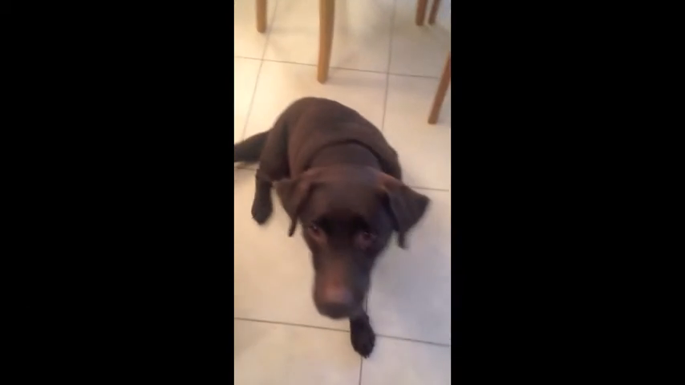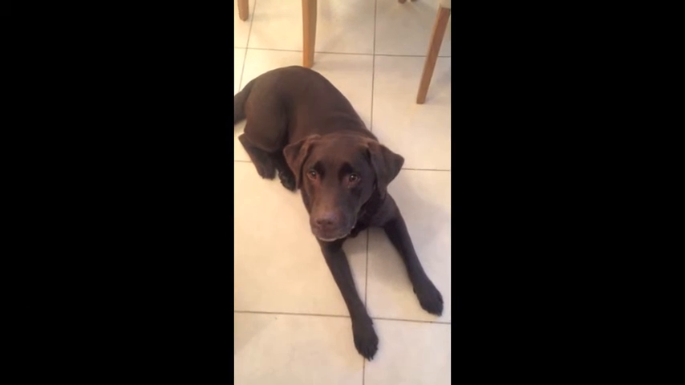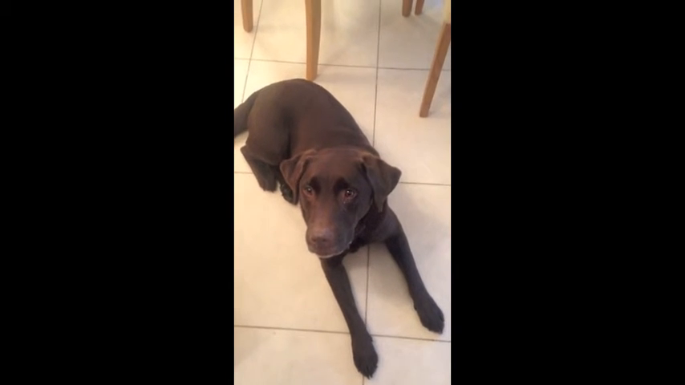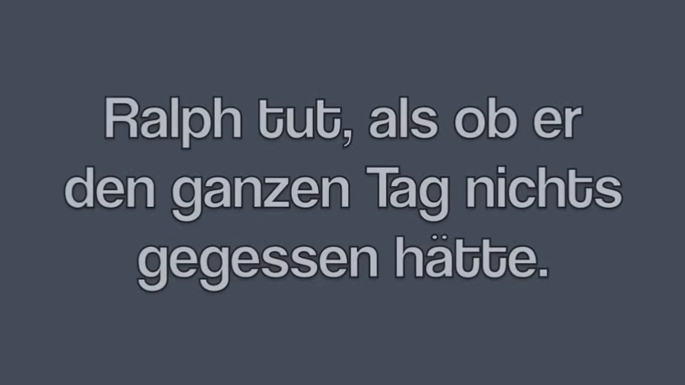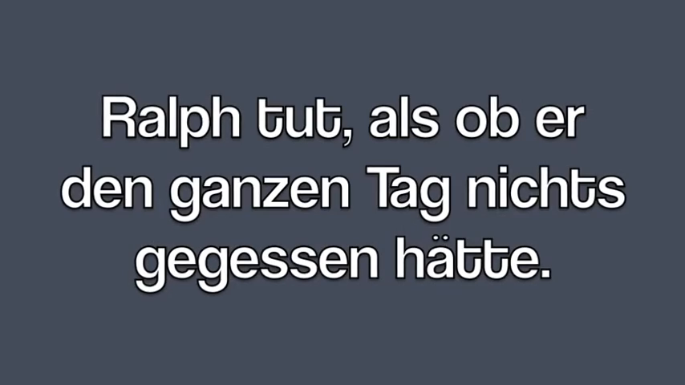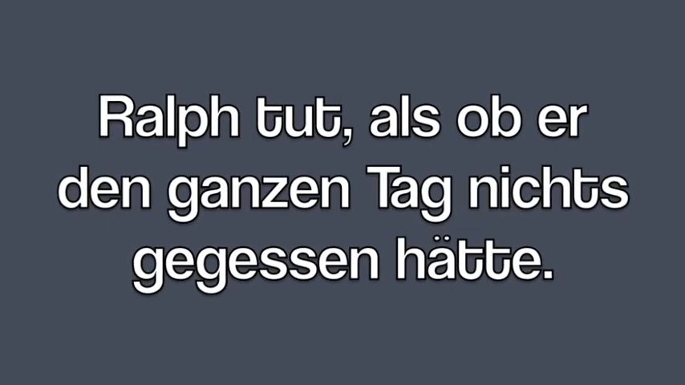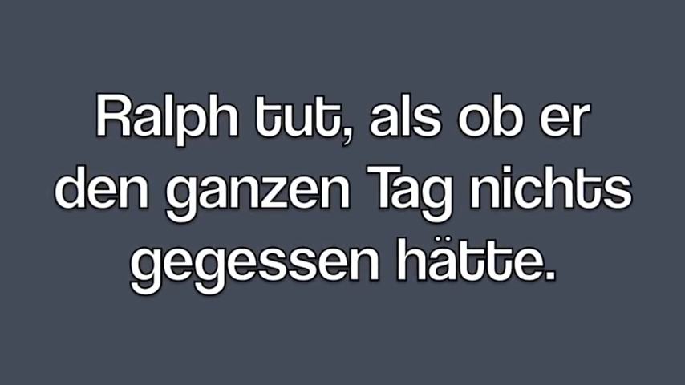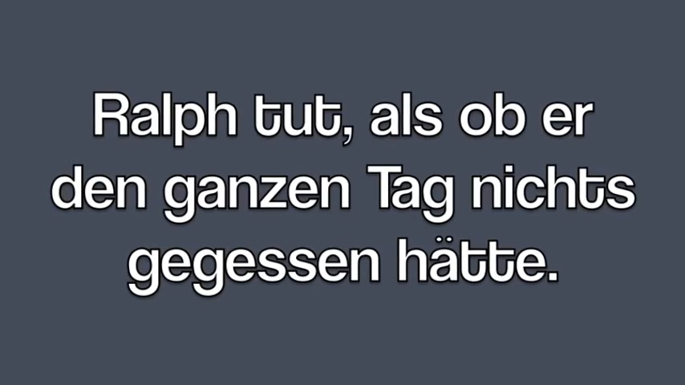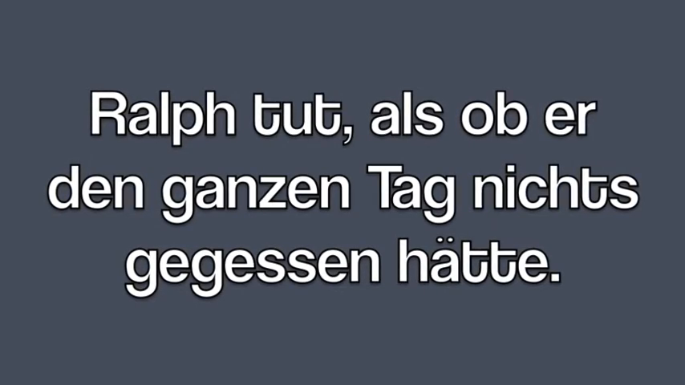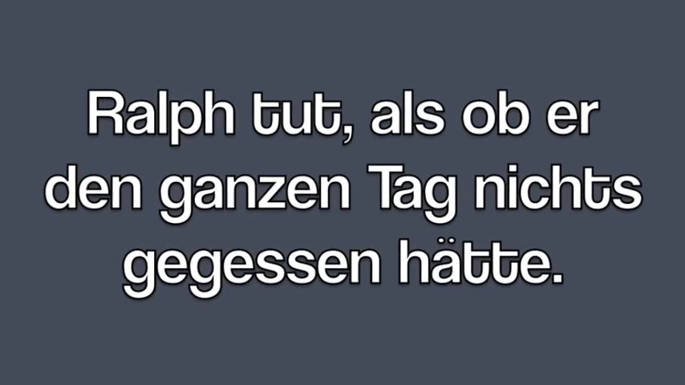In fact, despite getting rather a lot of biscuits during the filming of this video, I could use the comparative to say that Ralph "tut als ob den ganzen Tag nichts gegessen hätte." So, he behaves as though he had eaten nothing all day. This is a past tense form, but the method is still the same. Just use the Konjunktiv II form of haben or sein plus the perfect tense of your verb.